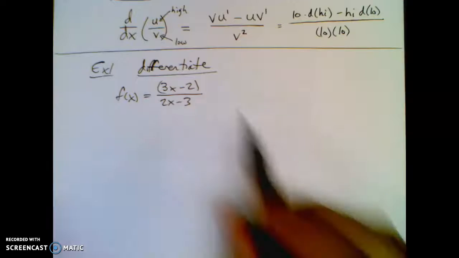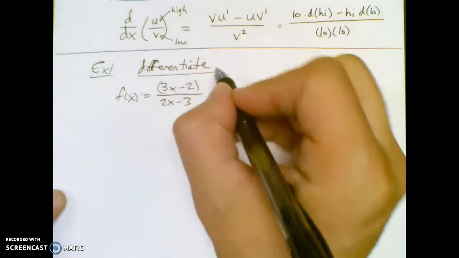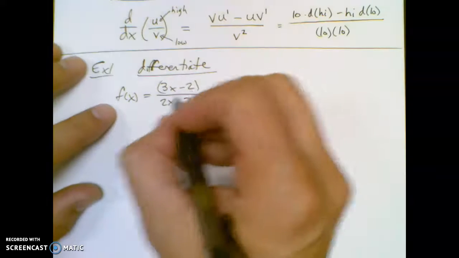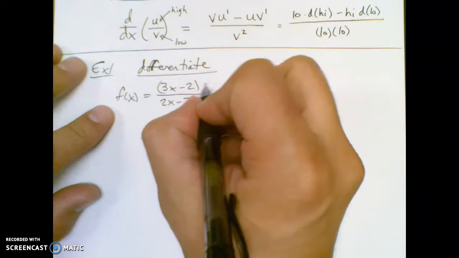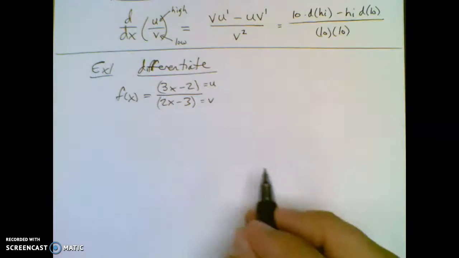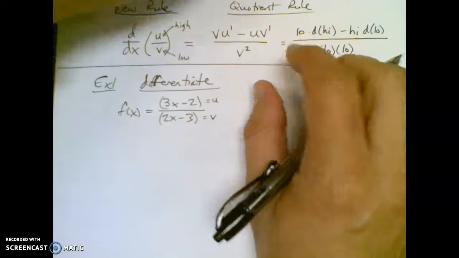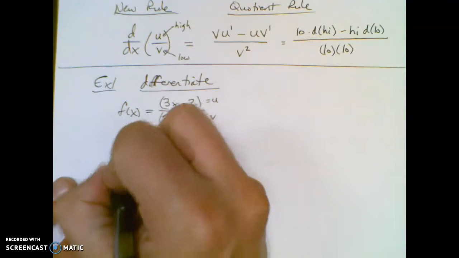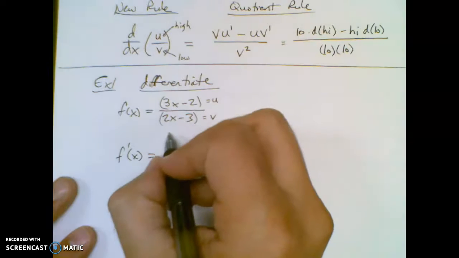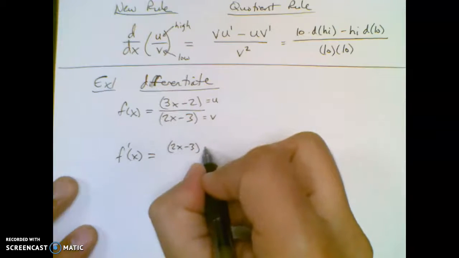Okay, so for example 1, we're going to differentiate this equation. Differentiate is fancy for find the derivative of. So let's try it out. I want to find the derivative of this. So I'm going to think of the whole top as u and the whole bottom as v, or high and low. Okay, and we're going to apply this formula to it. Okay, so the derivative, I'm going to write f prime of x equals, we're going to do low, written exactly as it is, times d high.